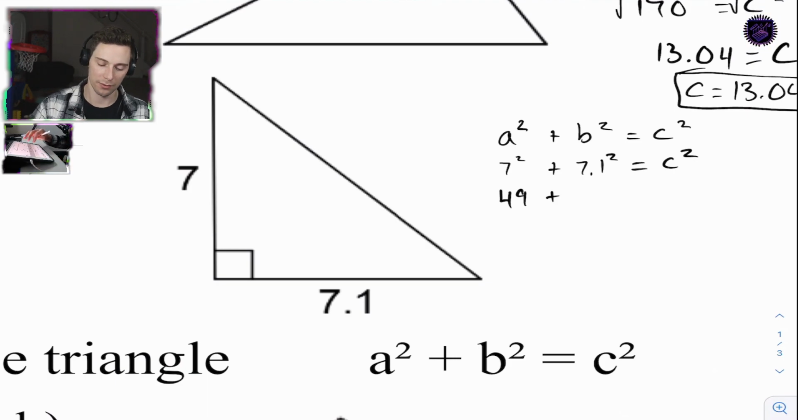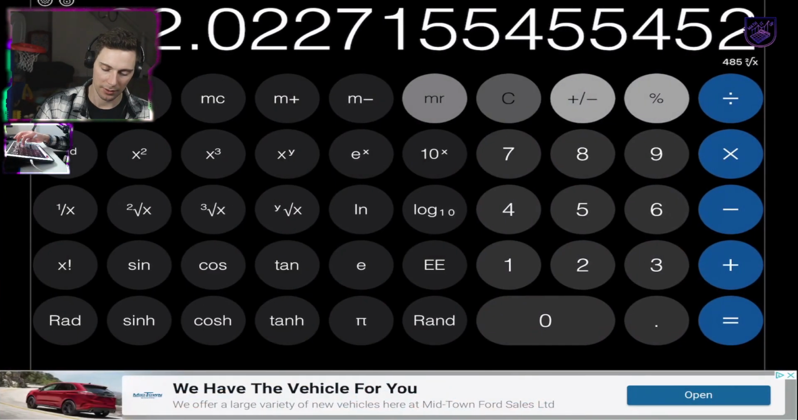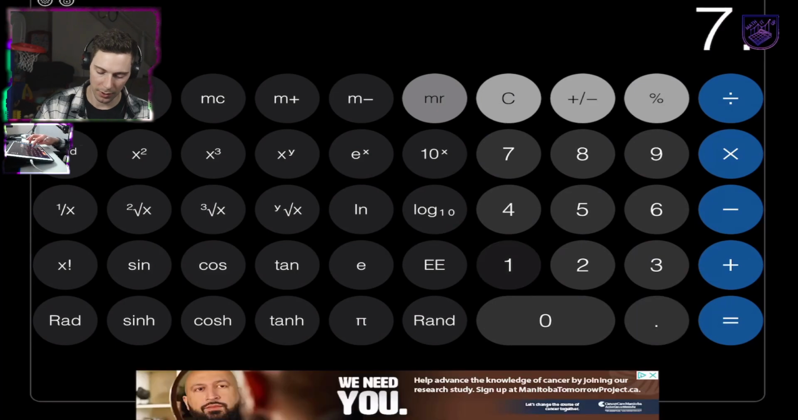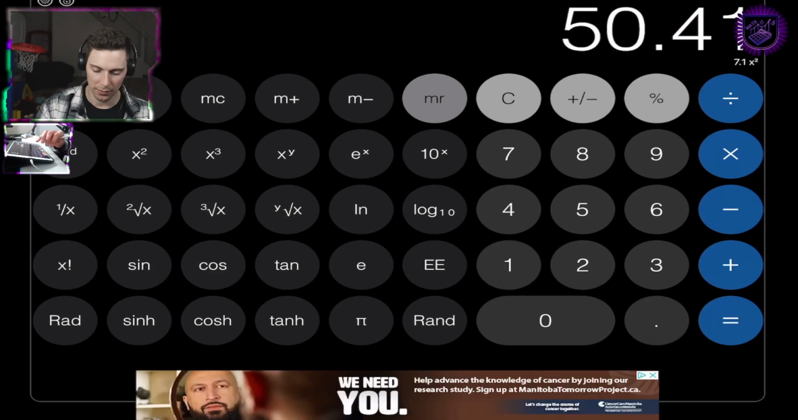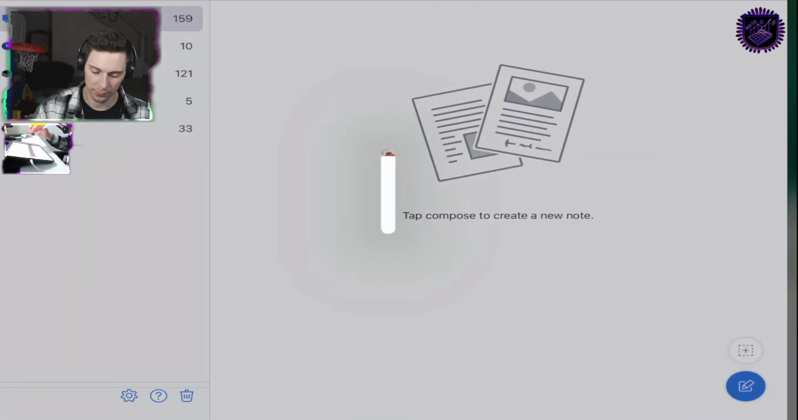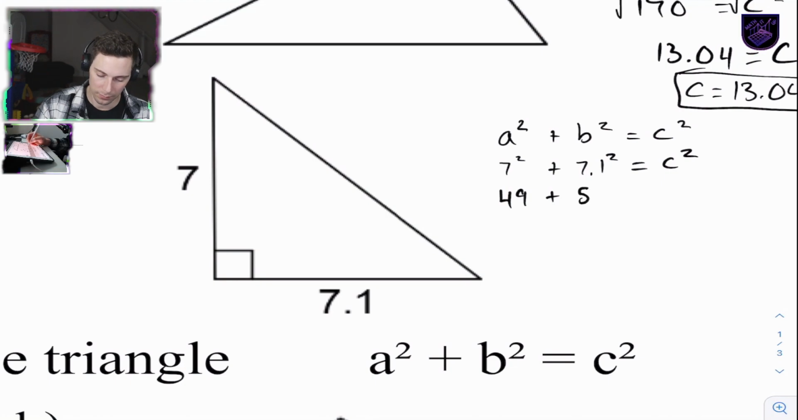I'm not sure. I don't have a good strategy. 7.1 squared is 50.41. So 49 plus 50.41 is 99.41. 99.41 is equal to c squared.